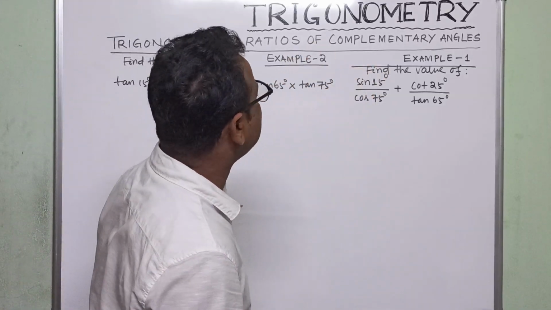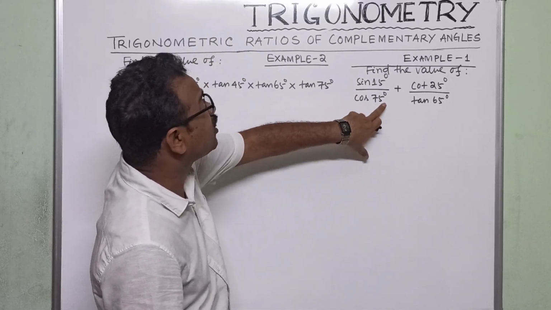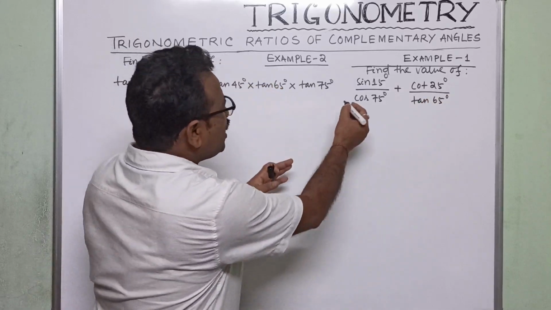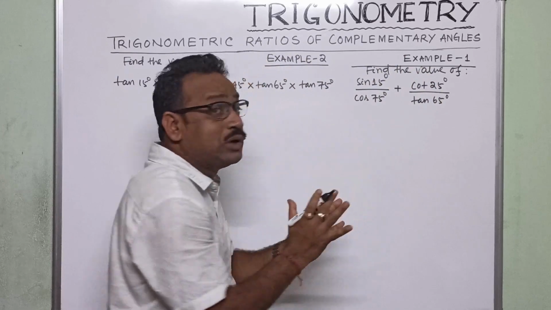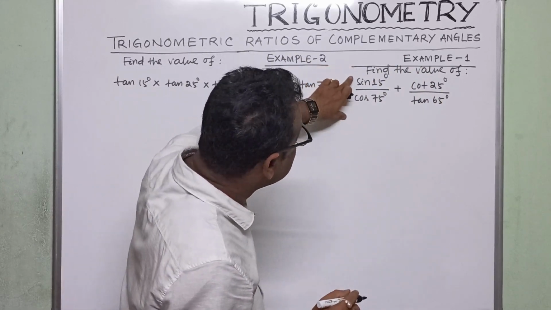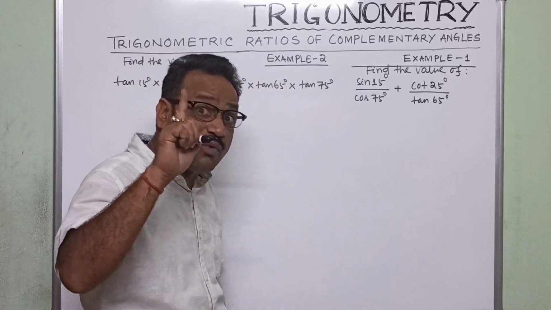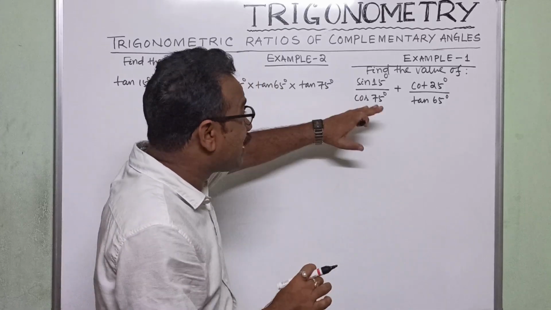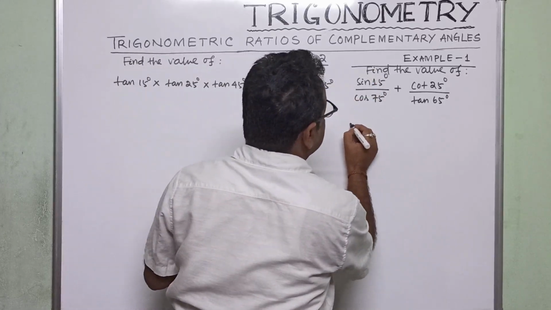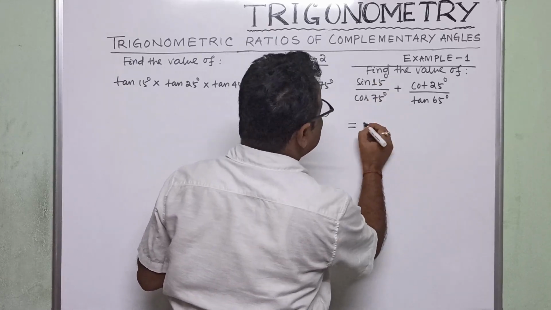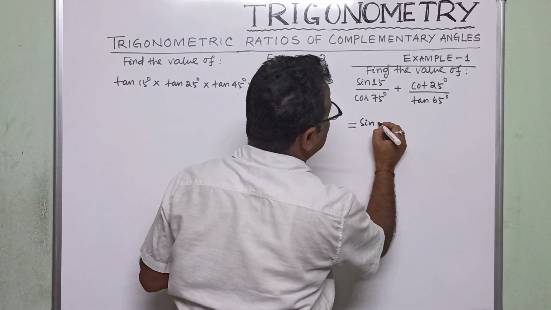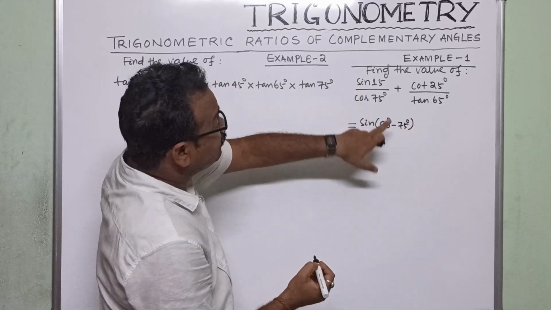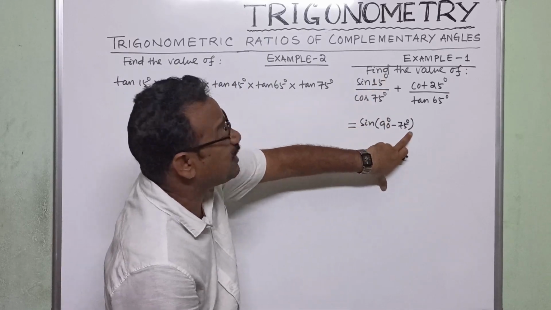Example 1. Find the value of sin 15 degree by cos 75 degree plus cot 25 degree by tan 65 degree. So here in this case what will we do? Keep it in mind, of the numerator or denominator, any one is to be split up to find the complementary angle. Any one, not both. So I can write, let's say, sin 15. So sin 15 degree is 90 degree minus 75 degree. 15 degree. 90 minus 75 is 15.